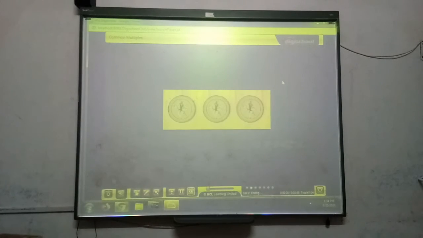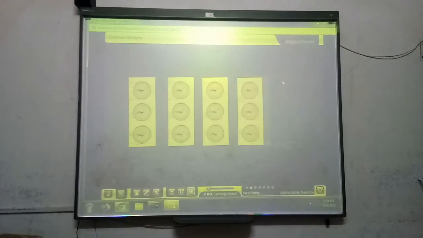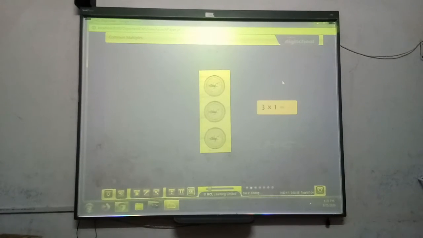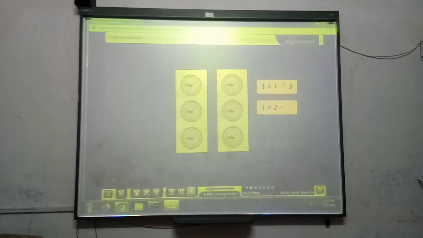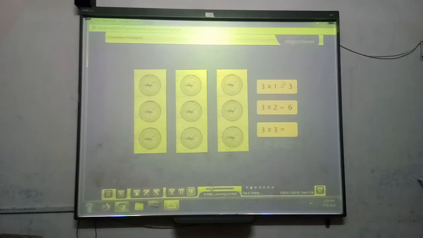Let's see how we do this. Yellow buttons come in packs of 3. This means that Sarah can buy yellow buttons in multiples of 3. For example, if Sarah buys one pack of 3 yellow buttons, she gets 3 into 1 or 3 yellow buttons. If she buys 2 packs of 3 yellow buttons, she gets 3 into 2 or 6 yellow buttons. And if she buys 3 packs, then she gets 3 into 3 or 9 yellow buttons. Here, 3, 6 and 9 are multiples of 3.